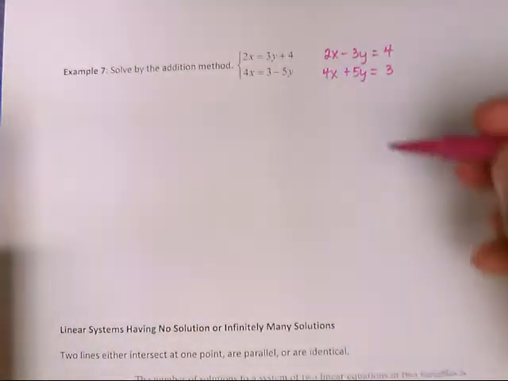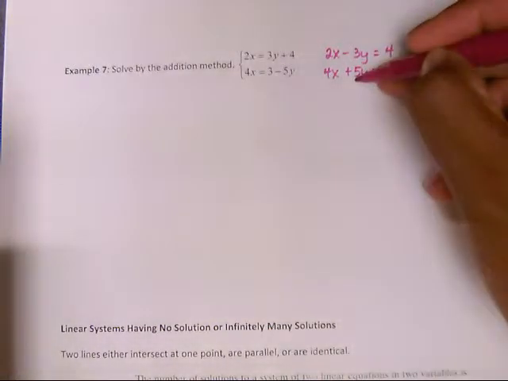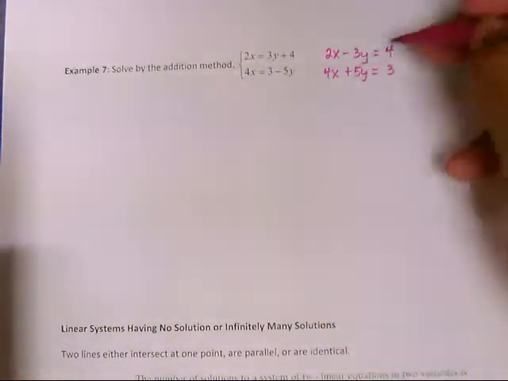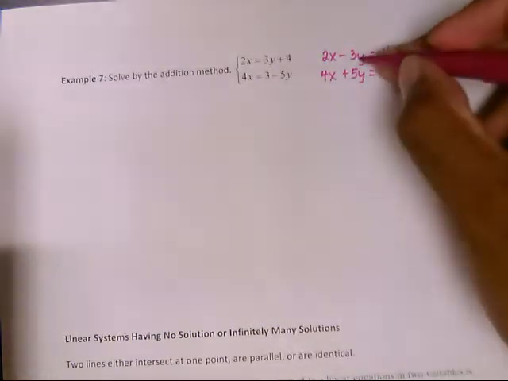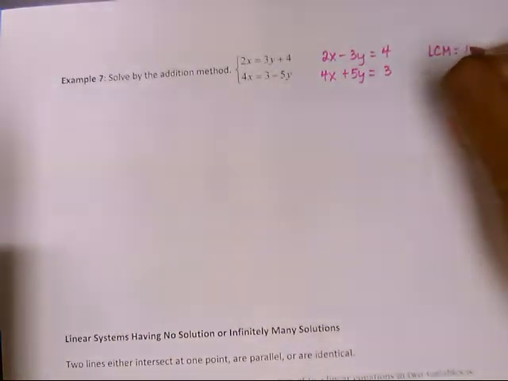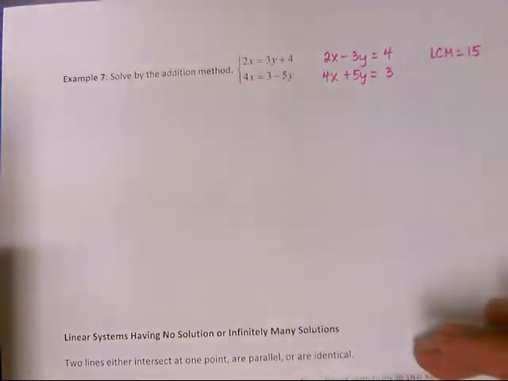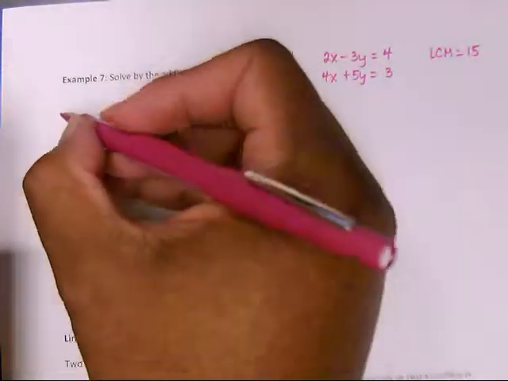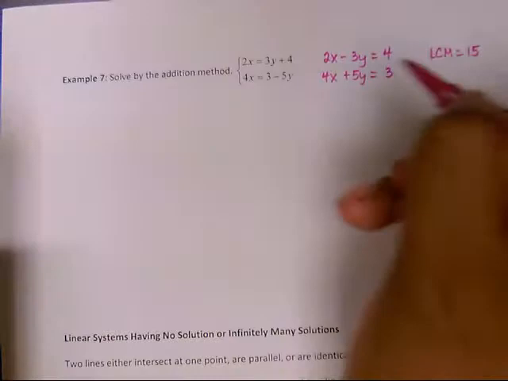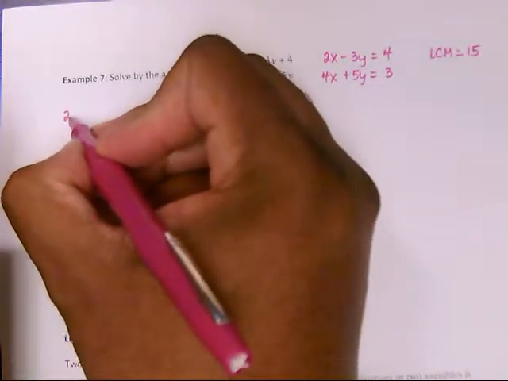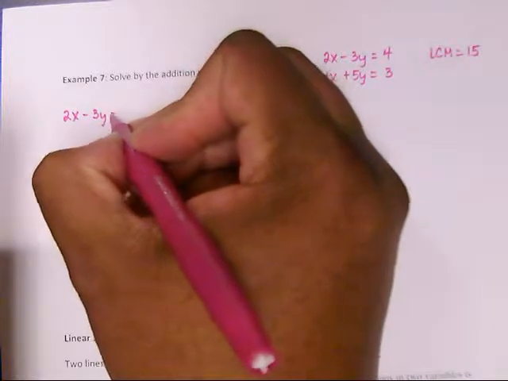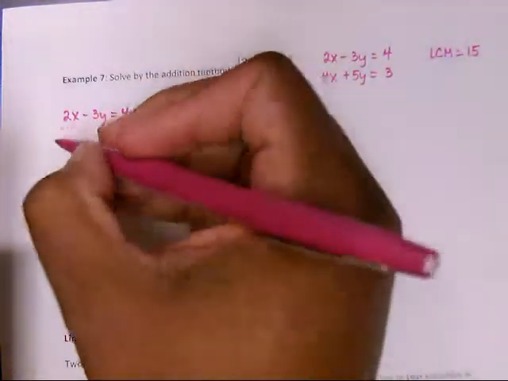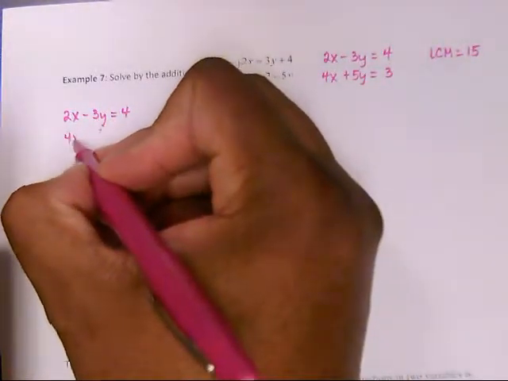Now I do have a minus 3y and a plus 5y. Let's try to eliminate the y's here in this case. I need a least common multiple for 3 and 5. That, of course, will be 15. Okay. So let me go ahead and rewrite this. 2x minus 3y is equal to 4. The other one, 4x plus 5y is equal to 3.